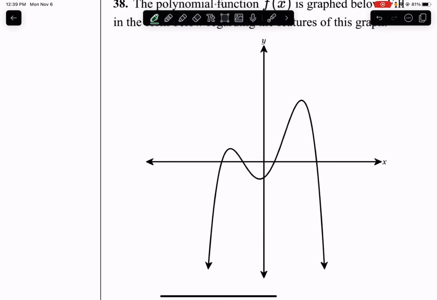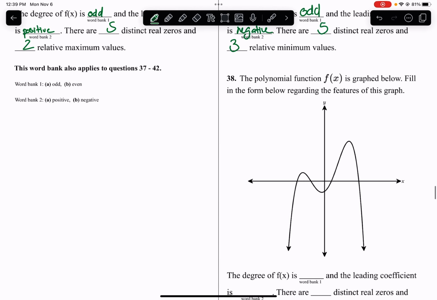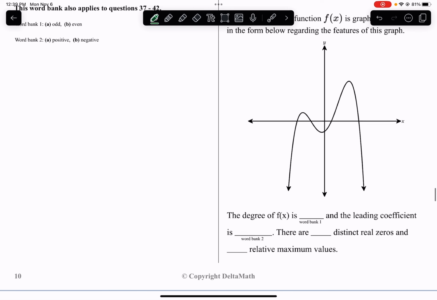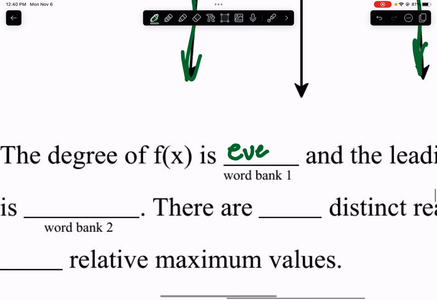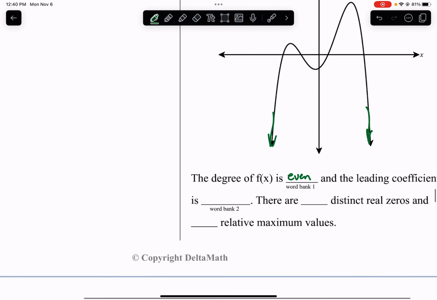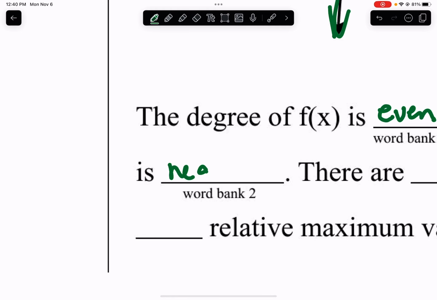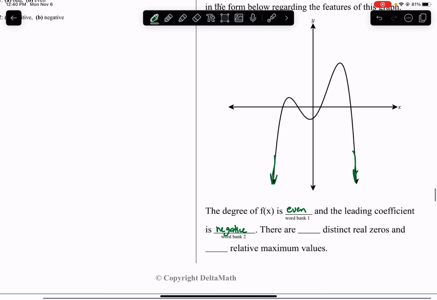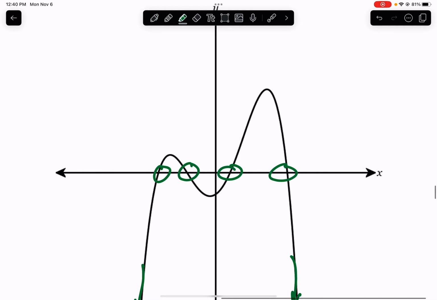All right, number 38. First, let's determine if it's going to be an even or an odd degree. If we look here, we can see that both the arrows go in the same direction. So this is going to be even. And since they both go down, it's going to be a negative leading coefficient. Then we've got 1, 2, 3, 4 distinct real zeros. And then this one asks for maximum values, and we've got 1, 2 maximums.